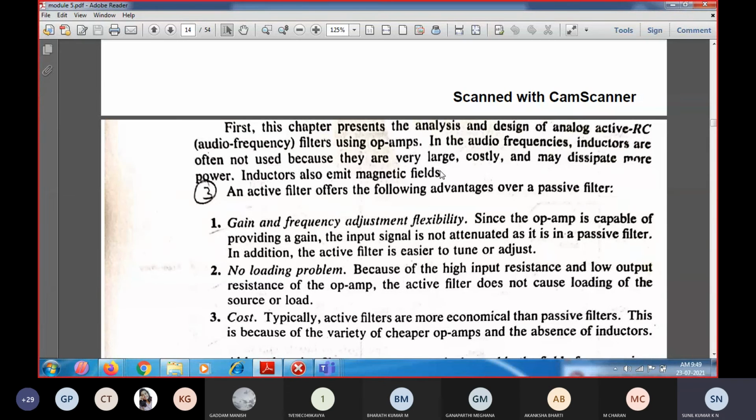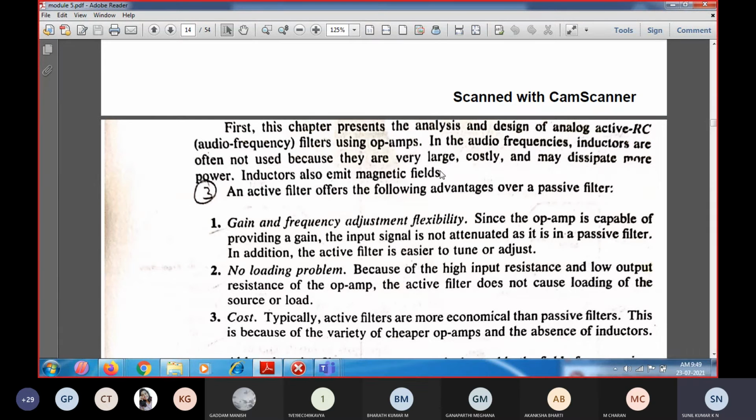In this chapter we are going to deal with active filters. With respect to passive filters and active filters, what are the main differences, and what advantages do active filters have over passive filters? We are going to discuss that right now. We have already said what we mean by active and passive filters.